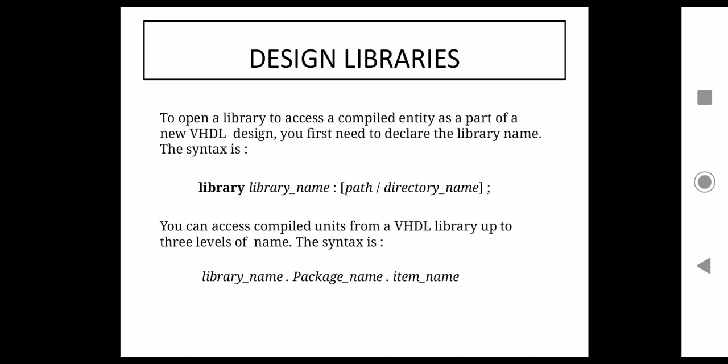You can access compiled units of a VHDL library up to 3 levels of name, and the syntax is library name, package name and item name. That means up to 3 levels you can look into that library. First you put the library name, then which package is within that library, and within that package which items are there. So you can go up to 3 levels of that VHDL library.